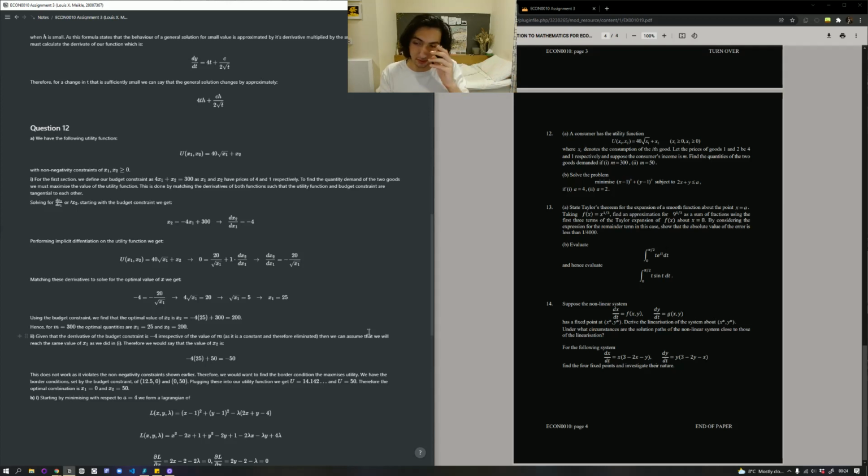So then we plug that 25 back into the budget constraint, and we will get a value of x2 instead, which is going to be 200. So the best combination for m equals 300 is x1 equals 25 and x2 equals 200. That's what I found. The second part here is a little trickier.